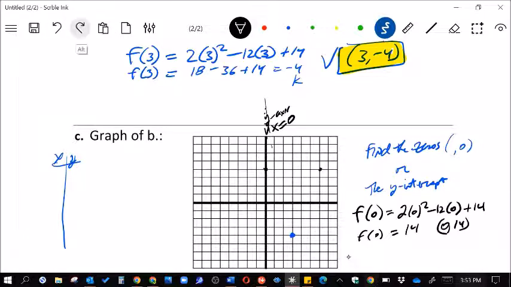So instead, I want to do a couple of points. Like this point here, the vertex, that's where x is 3. Well, let's do a couple others. Let's do where x is 1. We know that at 3 we're at negative 4. So let's do 1 on both sides. Let's go to 2 and 4. That's a matter of using the formula f of x is equal to 2x squared minus 12x plus 14.